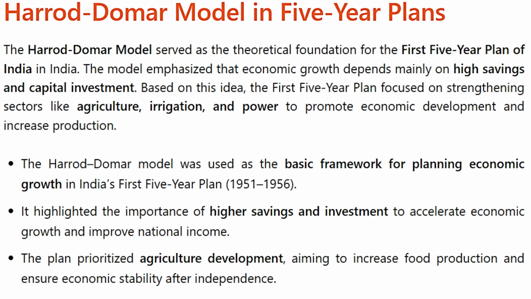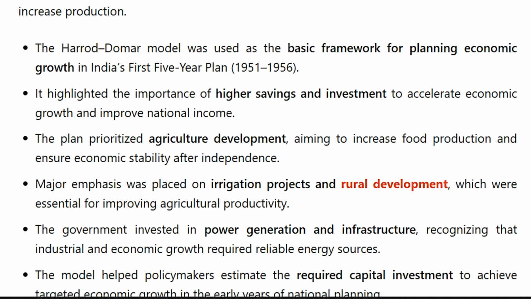It highlighted the importance of higher savings and investment to accelerate economic growth and improve national income. The plan prioritized agriculture development, aiming to increase food production and ensure economic stability after independence. Major emphasis was placed on irrigation projects and rural development, which were essential for improving agricultural productivity. The government invested in power generation and infrastructure, recognizing that industrial and economic growth required reliable energy sources. The model helped policymakers estimate the required capital investment to achieve targeted economic growth in the early years of national planning.